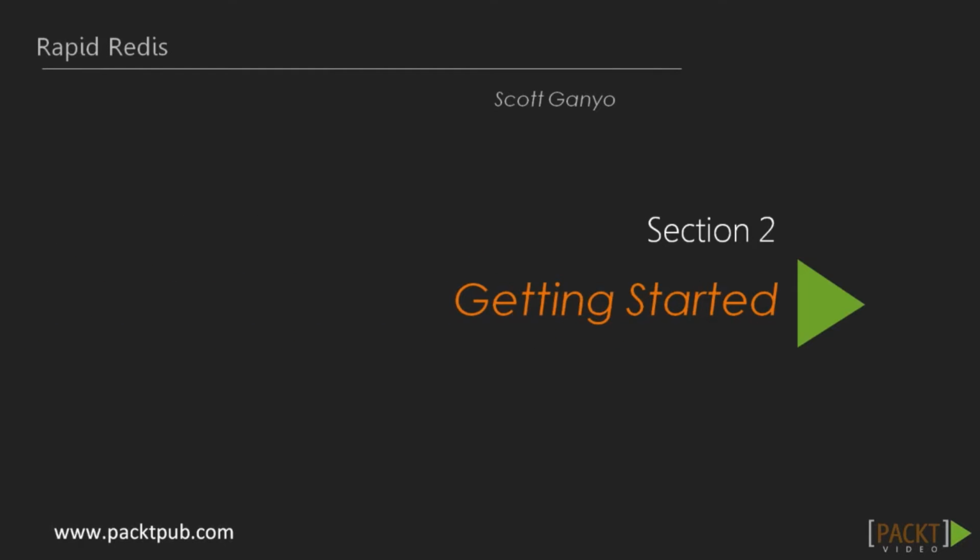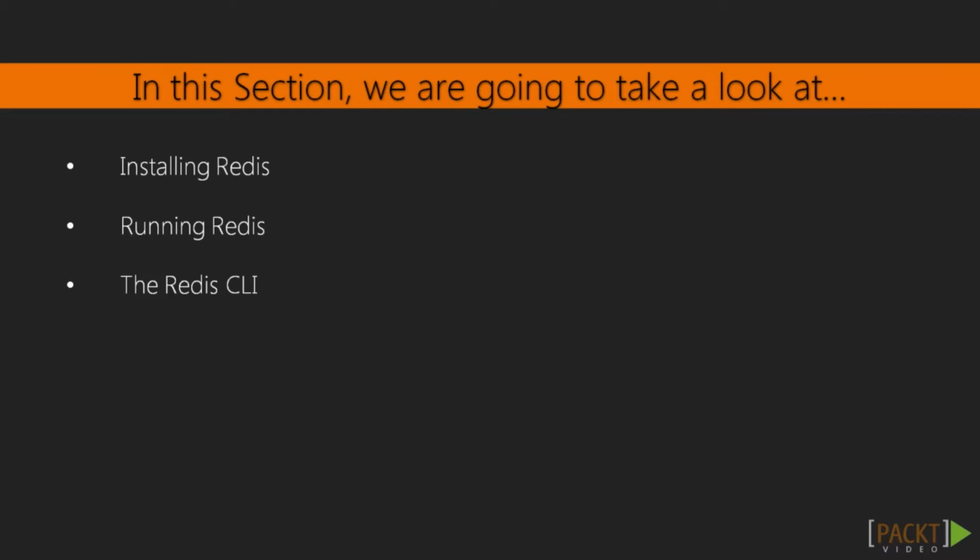Section 2, Getting Started. In this section, we're going to take a look at how we install and run Redis, and even more importantly, how we can start up the Redis CLI, the command line interface, and start interacting with the database.